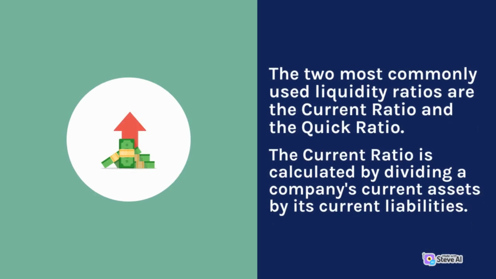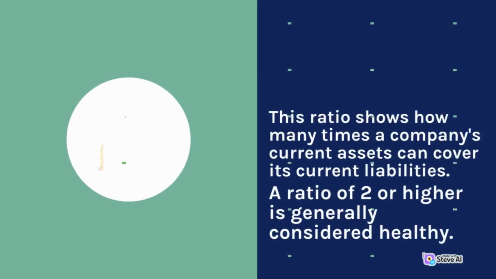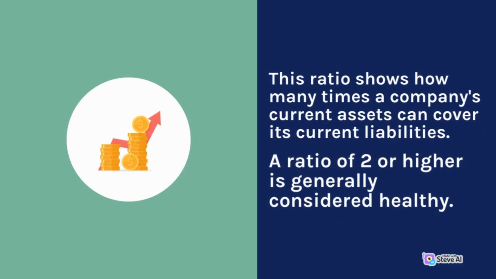The current ratio is calculated by dividing a company's current assets by its current liabilities. This ratio shows how many times a company's current assets can cover its current liabilities. A ratio of 2 or higher is generally considered healthy.